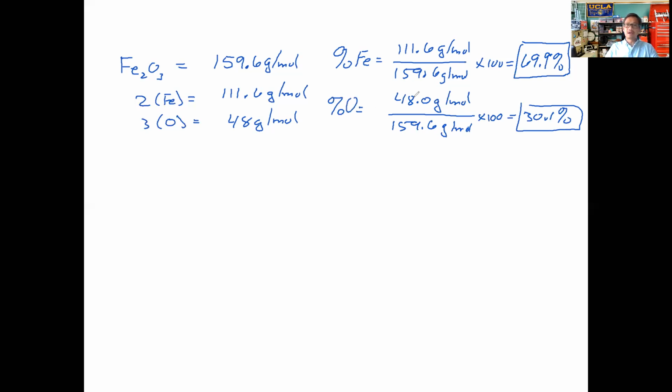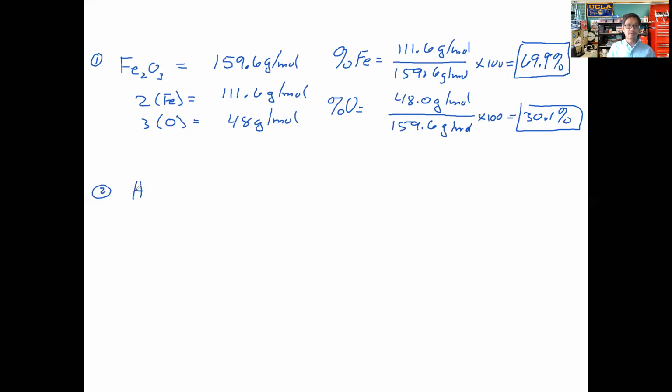To get the percent oxygen, you can just take 69.9 and subtract that from 100. But I wanted to show you both ways so you can see how it works. You can do it this way to get the percentage of oxygen, or you can just take this amount and subtract it from 100, since this is a binary compound. All right, let's take a look at the second one.